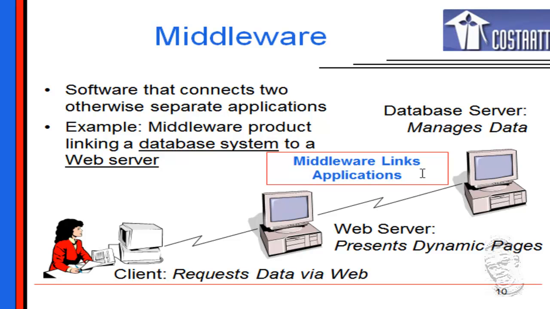Most importantly, I want to introduce you to something called middleware, software that connects two otherwise separate applications, which is true. An example of middleware products is one that links a database system to a web server, because you would want to have some sort of communication link. I don't want you to look at it as a protocol, but you could look at it as an analogy. You understand? But middleware is basically very simple: software that connects two otherwise separate applications. And I want you all to do some research on middleware and present it to me in class next time that we meet.